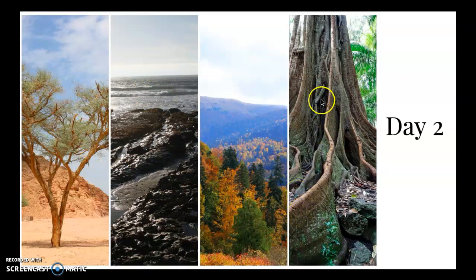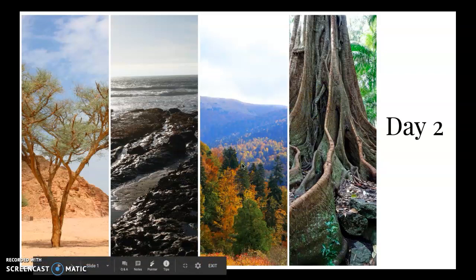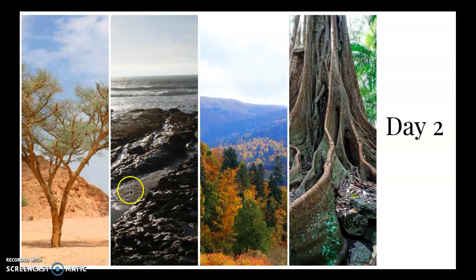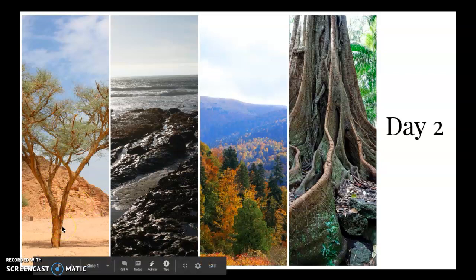So we have a kind of a tropical jungle-y looking tree, some pine trees over here, maybe some kind of a forest. This looks a little bit like the ocean or the tide pools, and this looks kind of like a desert. So those are going to be the 4 ecosystems we're looking at today.